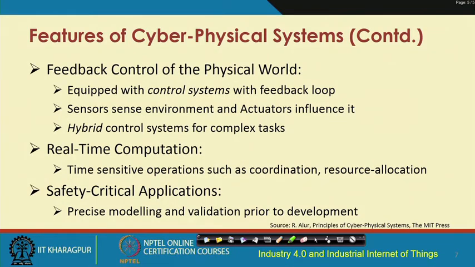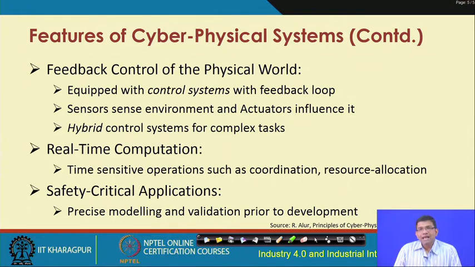Some of the other features of cyber physical systems: there is a feedback control loop that I already talked about, and these systems will have some kind of a control element in them with a certain feedback loop. So, these sensors would sense the environment, and these actuators will influence it. These are basically hybrid control systems for complex tasks. If there is a complex task, simple control systems will not work. It will be a network of different control systems, a hybrid control system which will help in achieving the task.